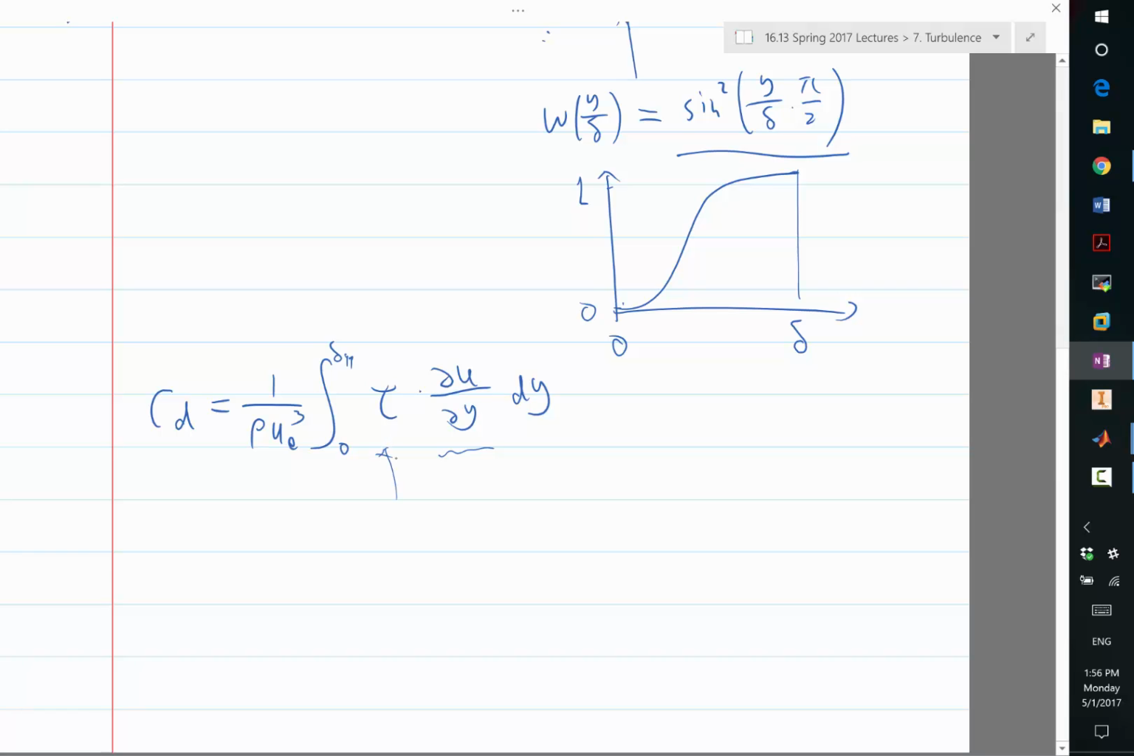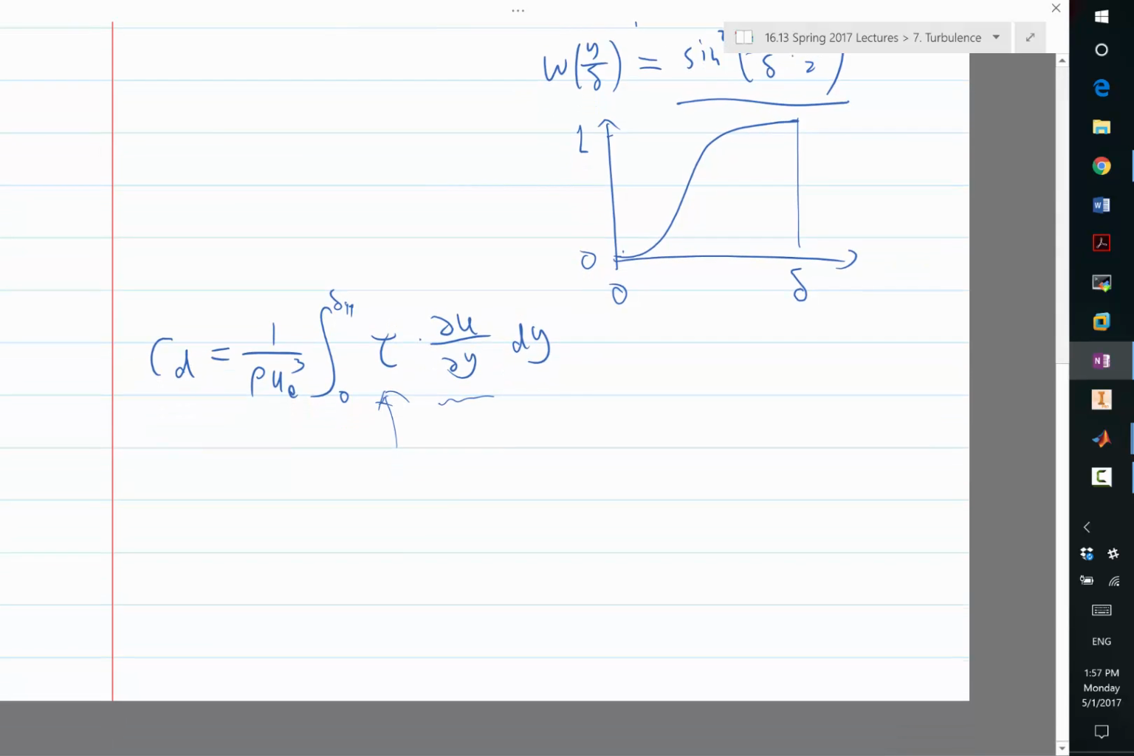So what does tau look like? Do we know part of what tau looks like? Tau is somewhat related to the velocity gradient, right? If you think of the eddy viscosity model, tau can be modeled as a laminar tau plus a turbulent tau. The laminar tau is basically the laminar viscosity times du dy. The turbulent tau is equal to the so-called eddy viscosity times du dy.